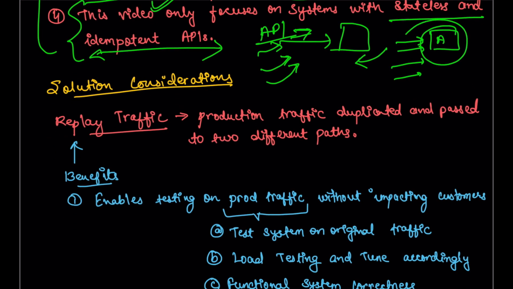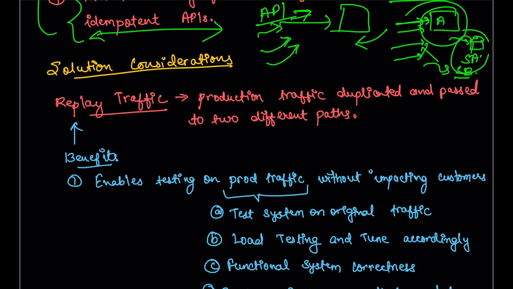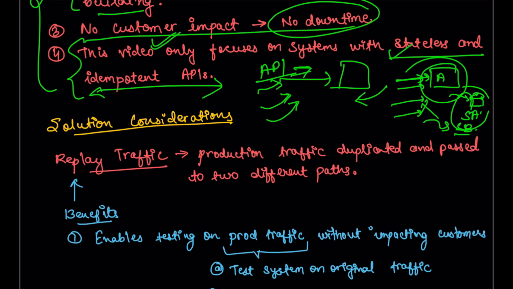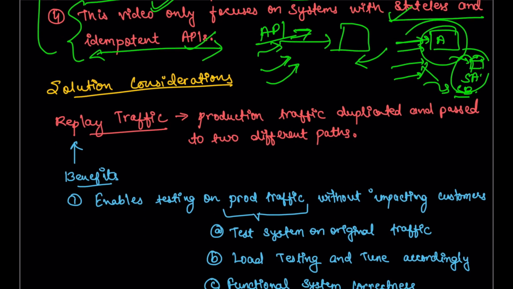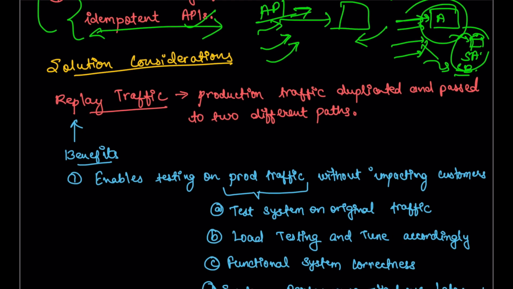Basically, the system is not maintaining any state in the database for the first API call it got. Let's say it got the first call and the state saved is state A, right? Now again, if it gets this request, then it saves the state as B. So this is not the scenario. In this case, we will be discussing simple solutions if you want to do the migration for systems constructed with stateless and idempotent APIs. So let's move forward to the solution considerations.